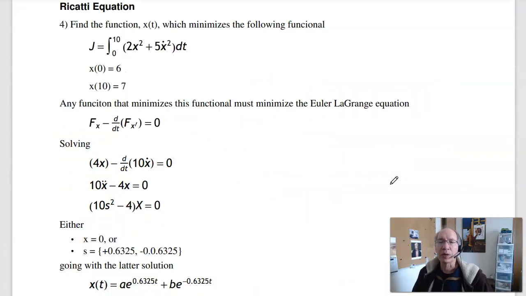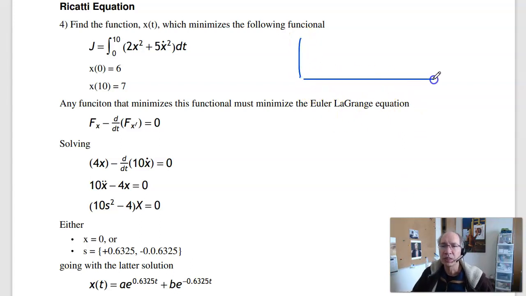Problem 4 looks at solving the problem of finding the path to go between 2 points. In this case, I want to go between 6 at x equals 0 to 7 at x equals 10. Find the path that minimizes x squared plus x dot squared.